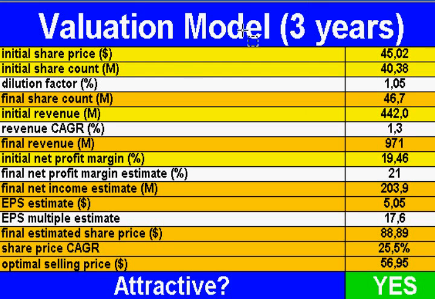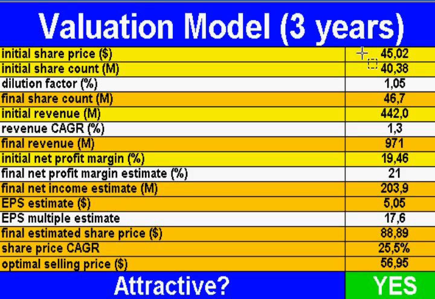Here's my valuation model. These yellow lines are known facts, the orange lines are calculated automatically by the model, so I just have to fill the white lines. The dilution factor, as we've discussed previously, 1.05. The revenue compound annual growth rate 1.3, means 30% revenue growth going forward. Final net profit margin estimate 21%, and the earnings per share multiple estimate 17.6, which is the current industry average. And this gives me an expected share price compound annual growth rate for the next 3 years of 25.5%, and an optimal selling price of 56.95, and the current price is 45.02.